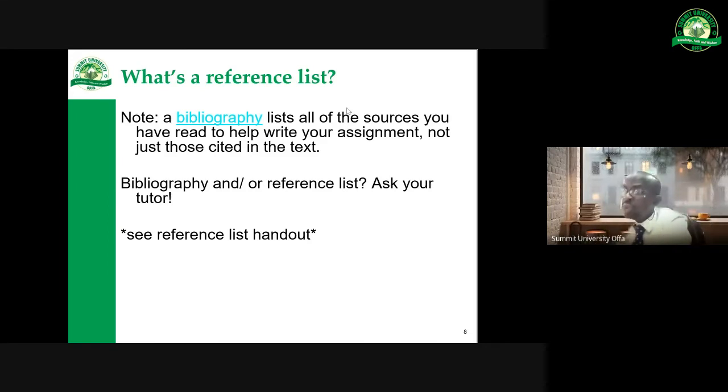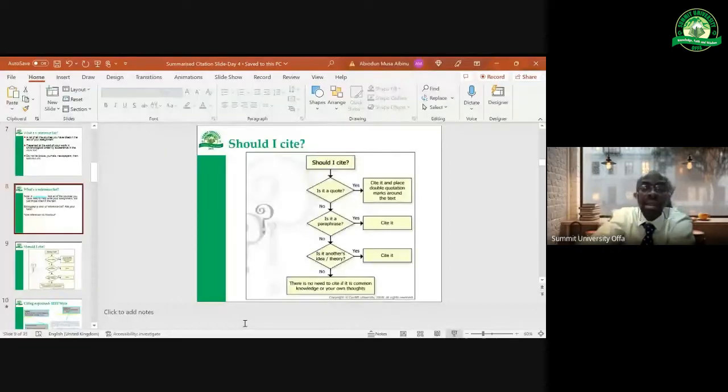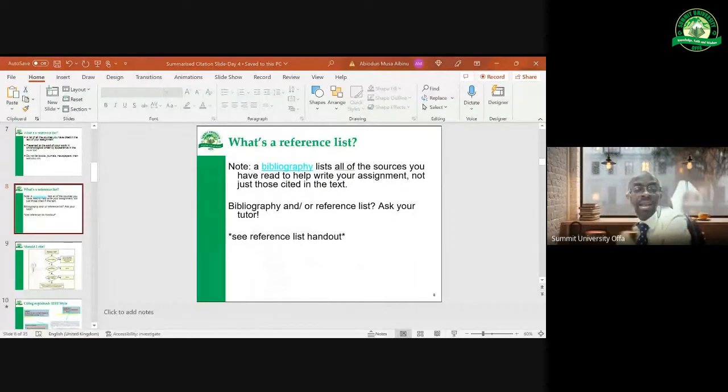But mostly we read, let's assume that you read about 20 articles, but when you are preparing your paper now, you only cited 8 within text. So if it is reference list, it is only that 8 that you have to make available in your reference list. But if it is about bibliography, then you have to list all the 20 papers that you have consulted. That is the difference between bibliography and reference list.